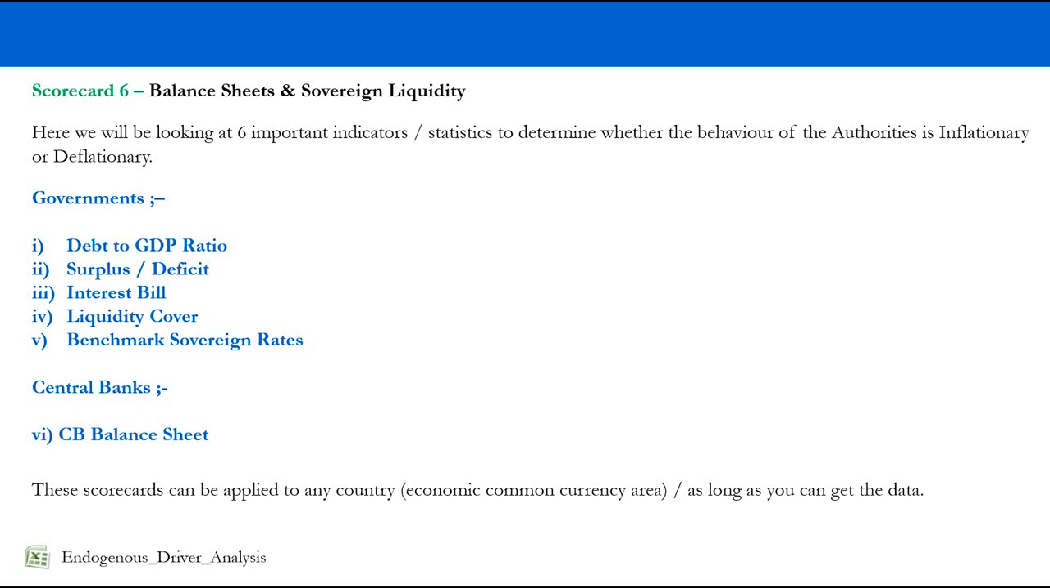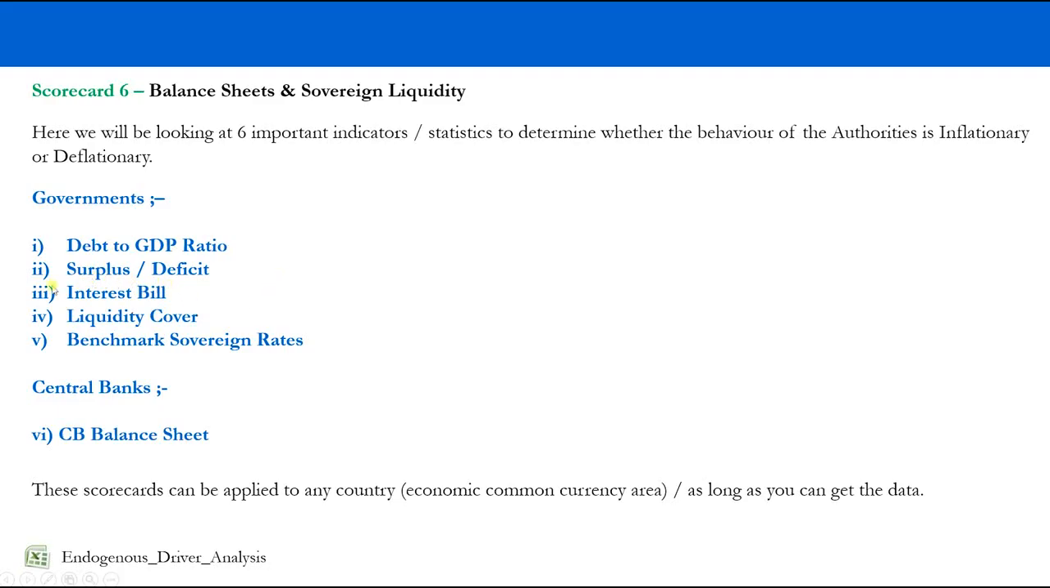And if you remember, on the right hand side of our overall macroeconomic variable analysis, we had our central authorities split up into both governments and central banks. Of the 6 drivers we're going to be looking at, 5 are within the government area and 1 is within the central bank area. The first thing we're going to look at in governments is the government debt to GDP ratio. We're also going to be looking at whether the government is running a surplus or deficit and the magnitude of that surplus or deficit.